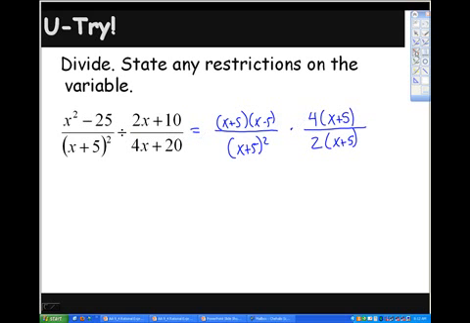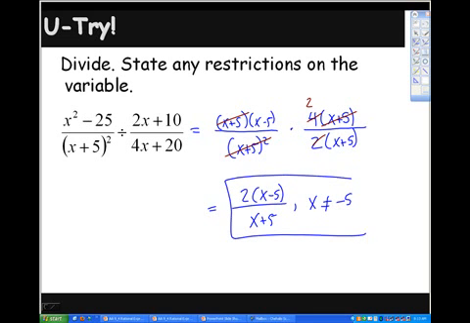So let's see what we can reduce here. These 2x plus 5s will definitely go out with these 2x plus 5s. So let's just take all those. And then we have the 2 can reduce with the 4. And the result here is 2 times x minus 5 in the numerator and, I don't have a 2 anymore, just x plus 5 in the denominator. My restrictions are x can never be negative 5. That's the only thing I got in the denominator. So we're done right there. How'd you do?